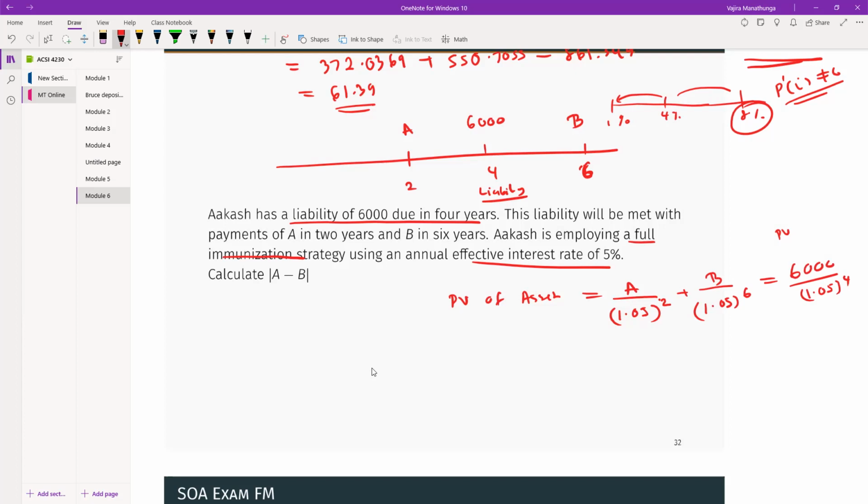So that would give me basically, you can see 1.05 squared is a common factor. So I can say A plus B over 1.05 to the 4 equals 6,000. Okay, that's the one equation. The second one is the derivative, I mean the duration. So these are the cash flows.